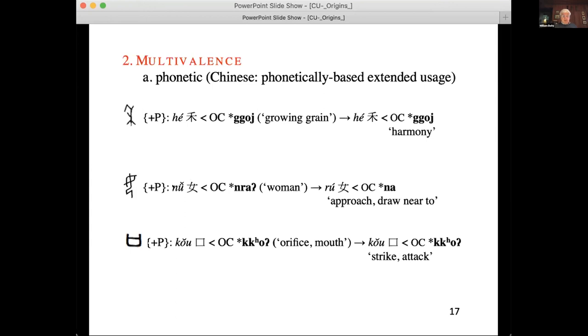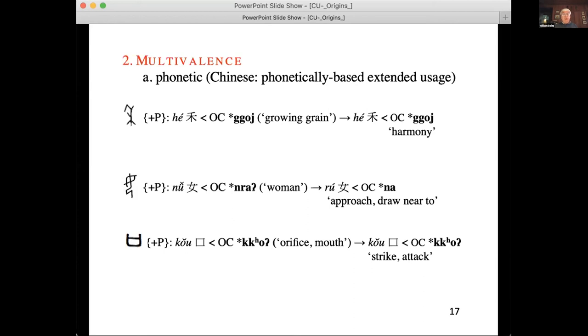The same thing applies, mutatis mutandis, to the graph for woman. It's used for a nearly homophonous, not exactly homophonous, but close Old Chinese pronunciation for the verb to approach or to draw near to. The Old Chinese for the woman was pronounced like this. It comes out reconstructed as NRA, a somewhat infelicitous reconstruction in these days in this country, but there you have it. The verb for approach or draw near is simply NA, a slightly variant form of the syllable. And the same thing applies to the graph for the mouth. It's used for the semantically completely unrelated word ko, which means to strike or to attack, simply because the pronunciation fits.